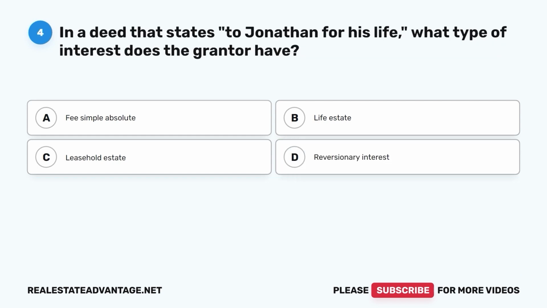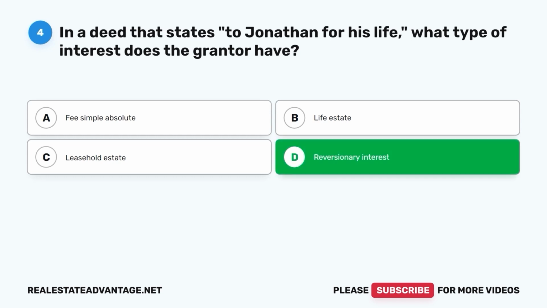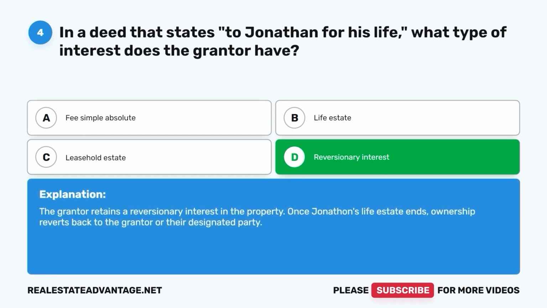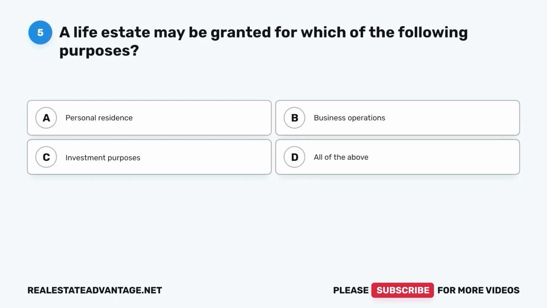Question 4. In a deed that states, "To Jonathan for his life," what type of interest does the grantor have? A. Fee simple absolute. B. Life estate. C. Leasehold estate. D. Reversionary interest. The correct answer is D. Reversionary interest. The grantor retains a reversionary interest in the property. Once Jonathan's life estate ends, ownership reverts back to the grantor or their designated party.